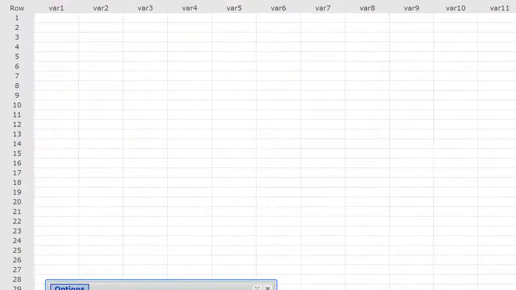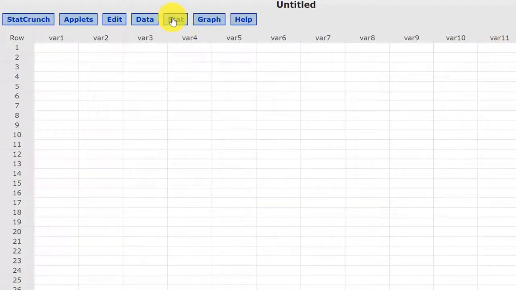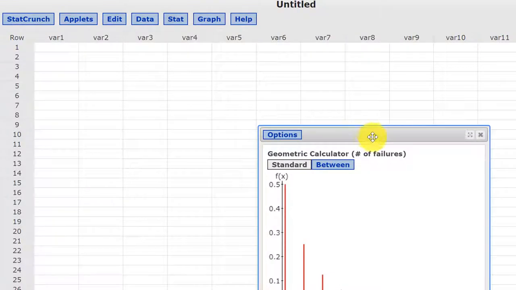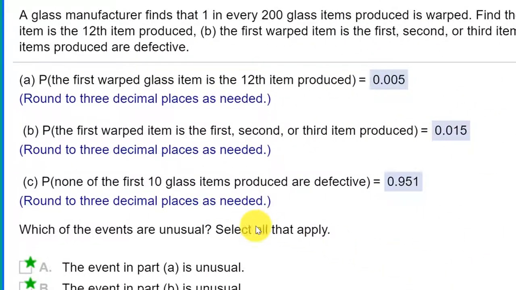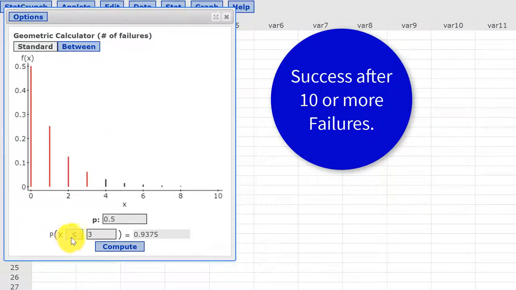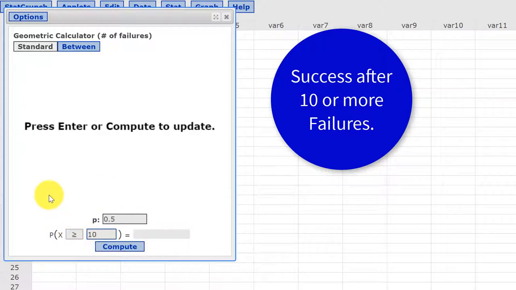Just for fun, let's look at the failure side of the calculator. I'm going to go back to Stat, Calculators, Geometric Failures, and bring up that calculator. And we're going to do our part C again. If none of the first 10 items are defective, that means that we have at least 10 failures, correct? If none of the 10 are defective, that means that we don't have any successes for at least the first 10. So we need to go into our calculator and use the greater than or equal 10. So we want 10 or more failures.